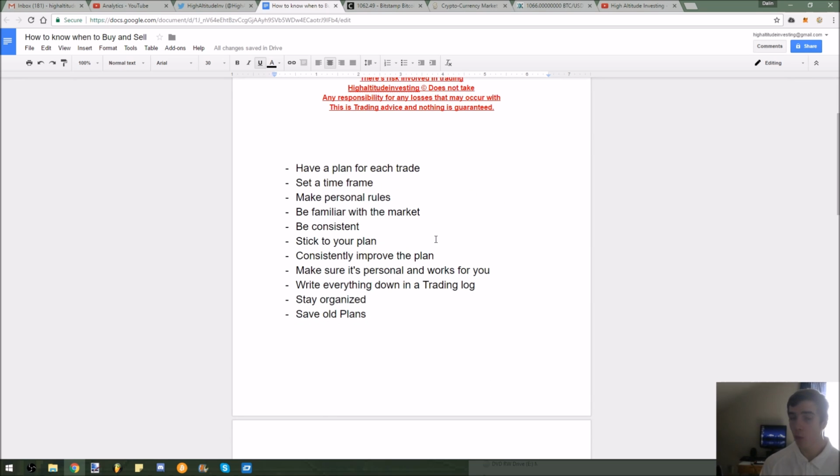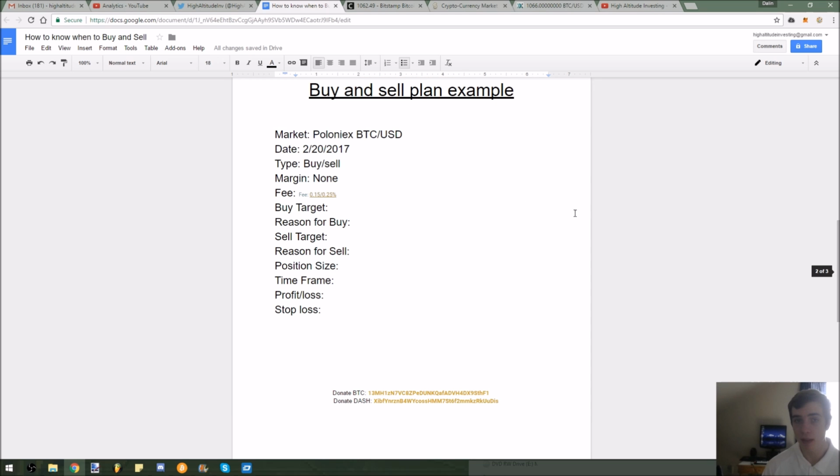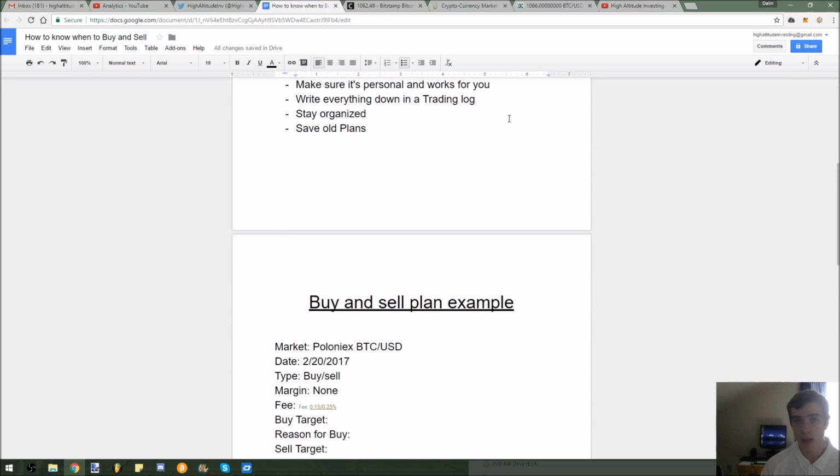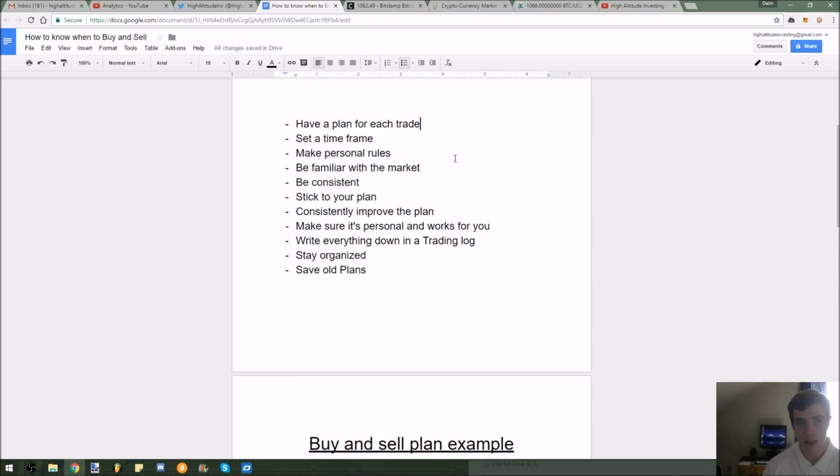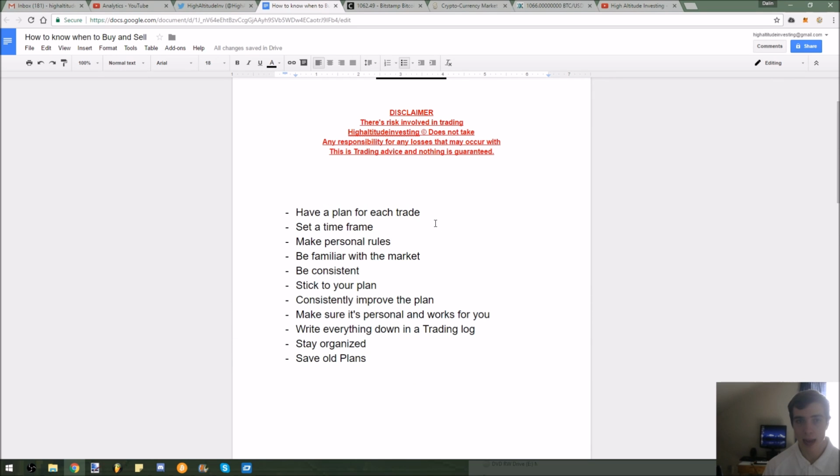Now, what I do to know how to buy and sell is I make sure that I first have a plan for each trade. I set a time frame. So what I mean by a plan for each trade is something like this. This is a Google Doc. Like I said, this will be in the download in the description, so you can go ahead and edit a copied version of this to modify it for you. It works for me, but disclaimer, I can't take any risk for your decisions in trading.